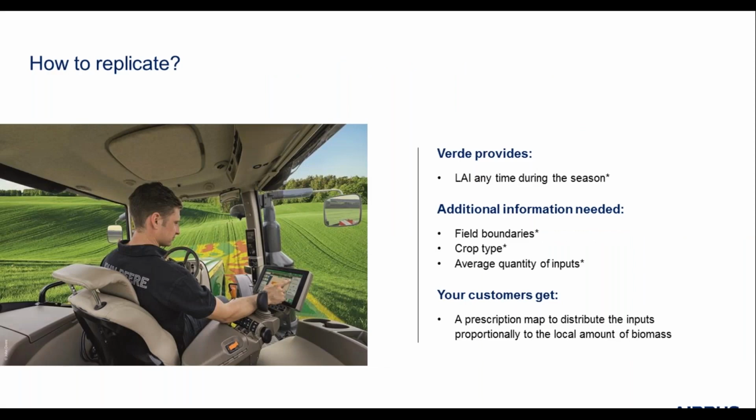So Verde can provide the layer map at the date of your choice and even in the fashion of a time series. To replicate this example, you just need the field boundaries, the crop type, and the average quantity of inputs. And then your customer will get a prescription map to distribute their input proportionally to the local amount of biomass.